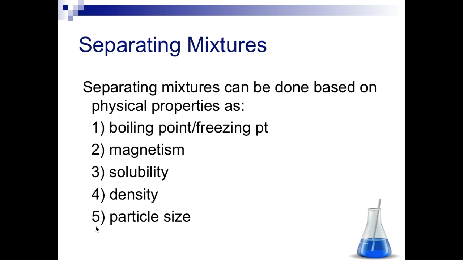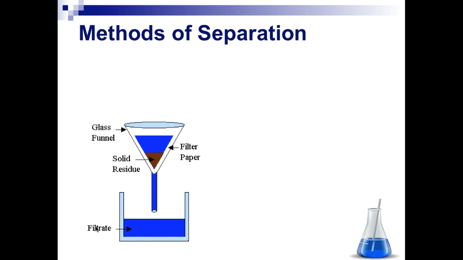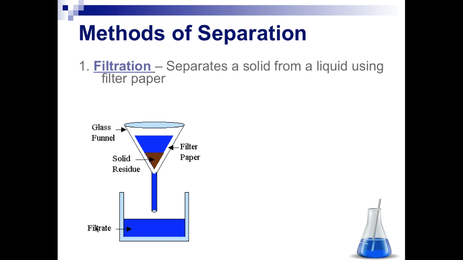Separating a mixture can be done based on physical properties such as boiling and freezing points, magnetism, solubility, density, and particle size. So how could you separate a mixture? The first would be filtration.